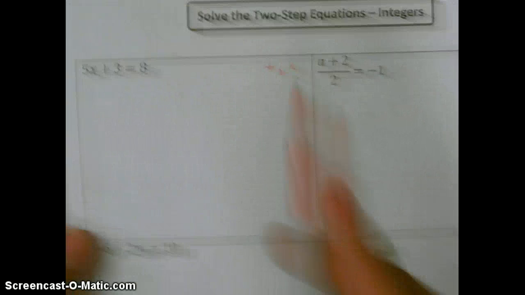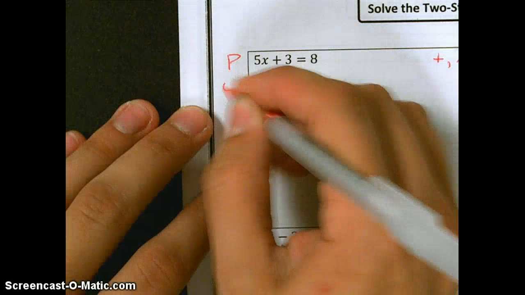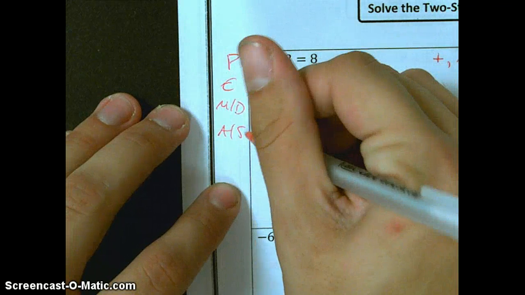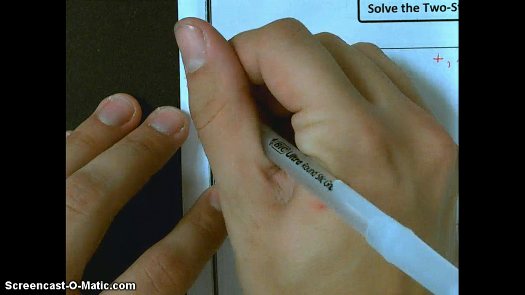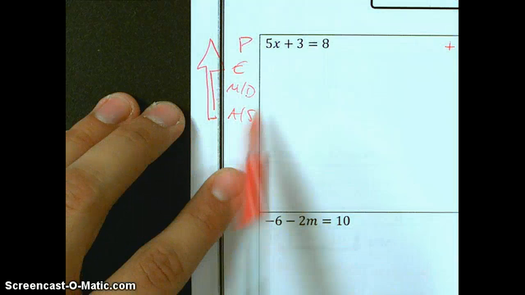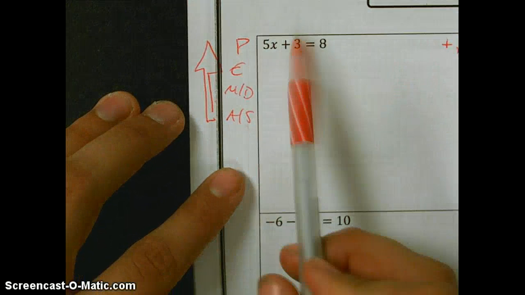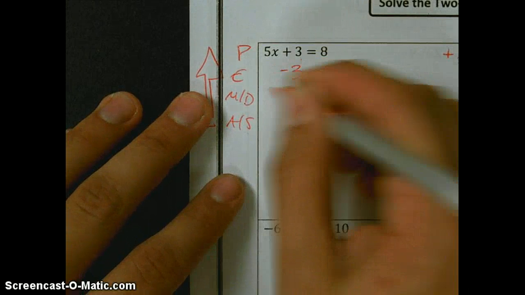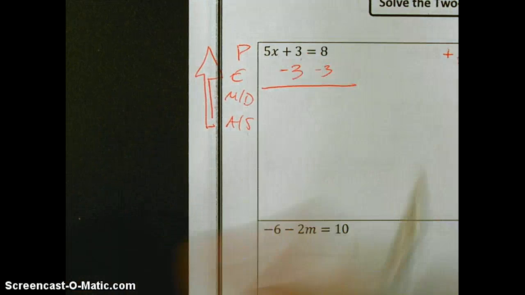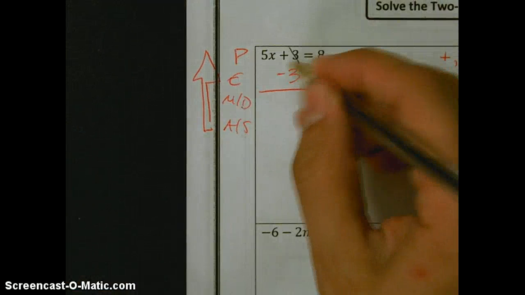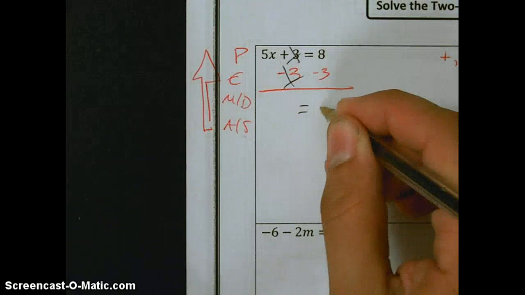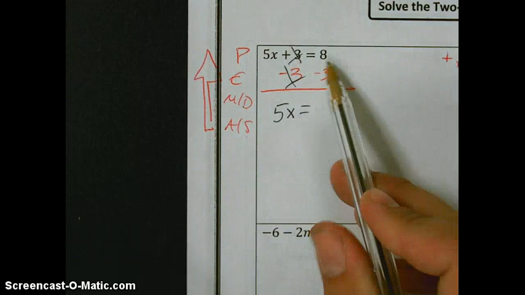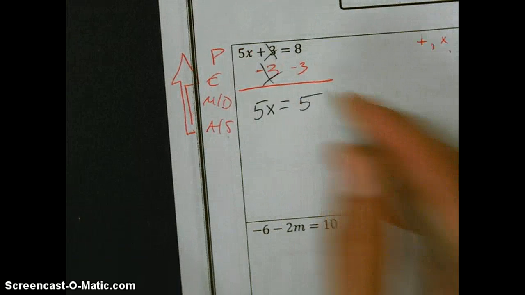So just kind of down the side of my paper, I'm going to write, please excuse, but I'm going to put an arrow going the other way. So I remember, okay, this goes up. We start with A and S, addition and subtraction. So we're adding 3. So what's the opposite? The inverse of adding 3 is subtracting 3. If I do that, these 3's cancel. They always do. And I get 5x is all that's left, only on the left-hand side. On the right side, 8 minus 3 is 5.